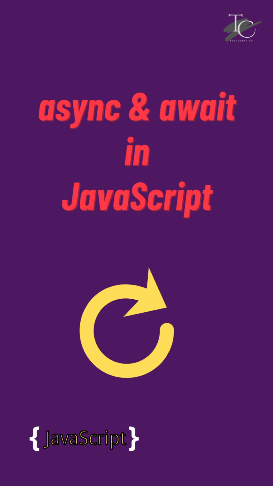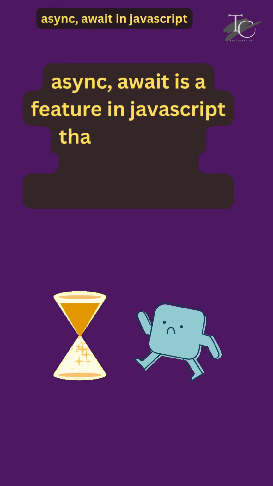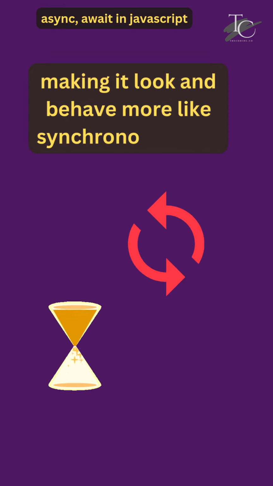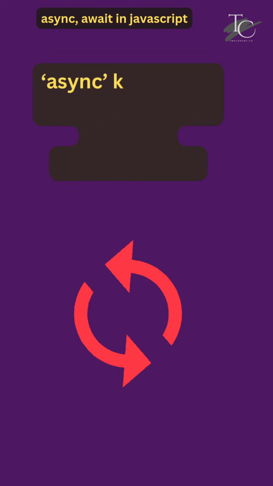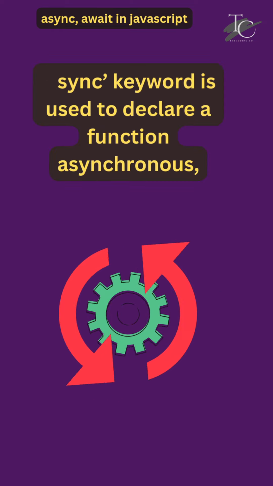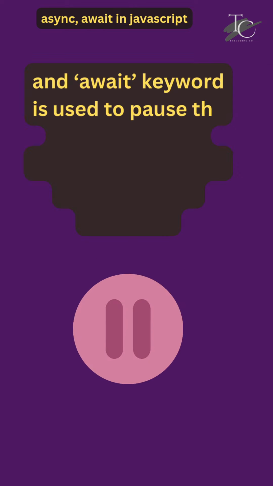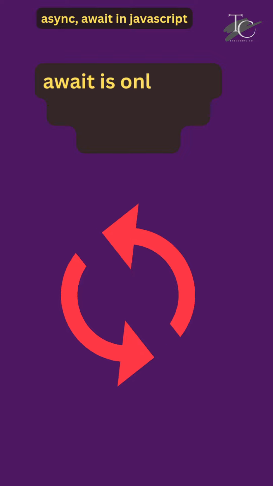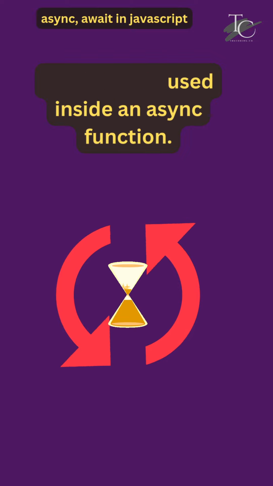Async, await in JavaScript. Async, await is a feature in JavaScript that simplifies working with asynchronous code, making it look and behave more like synchronous code. The async keyword is used to declare a function asynchronous, and the await keyword is used to pause the execution of an async function until the promise is resolved. Await is only used inside an async function.